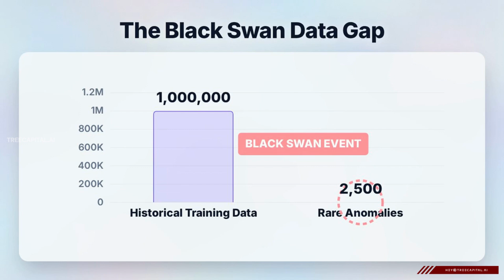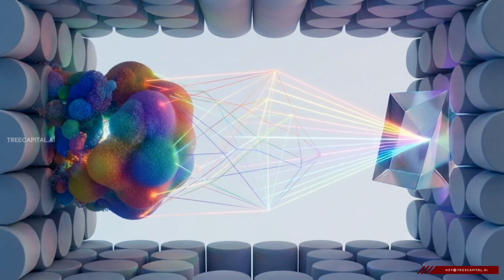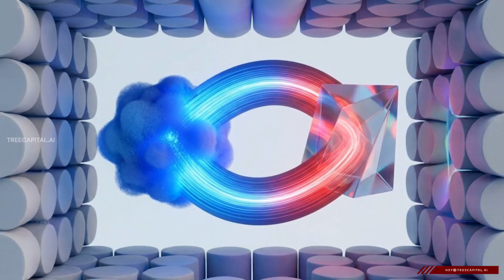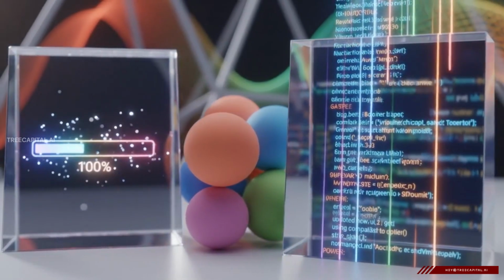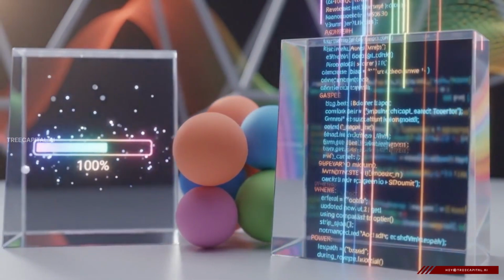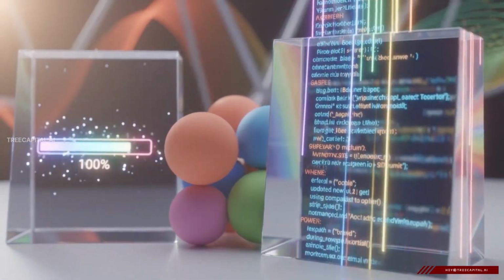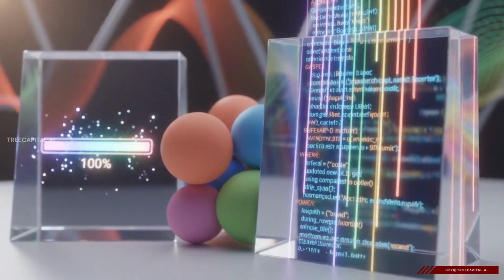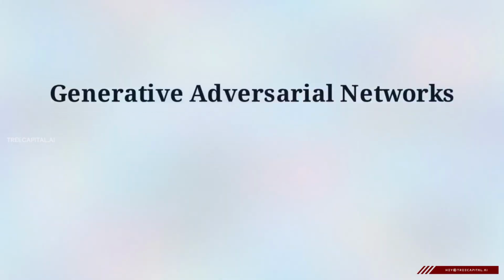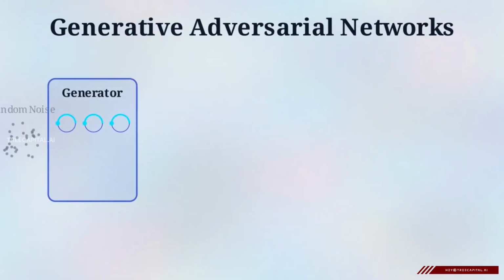You can't train a model to catch a black swan event if you don't have thousands of black swans to show it. This scarcity problem is why engineers developed Generative Adversarial Networks, or GANs. Instead of relying on humans to curate massive datasets, a GAN supervises itself. When human-labeled data runs out, the only way to push the boundaries of machine intelligence is to force the algorithm to compete against itself. A GAN is actually two separate neural networks locked in a battle.